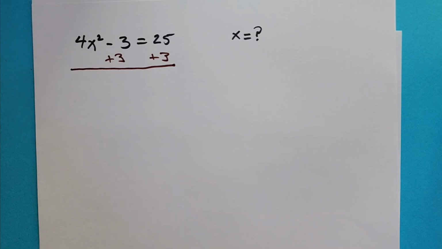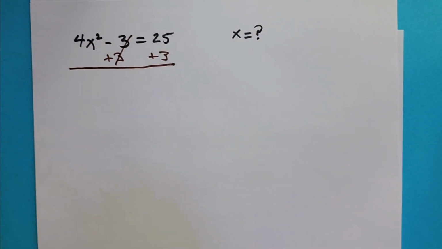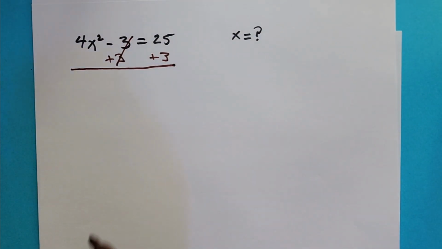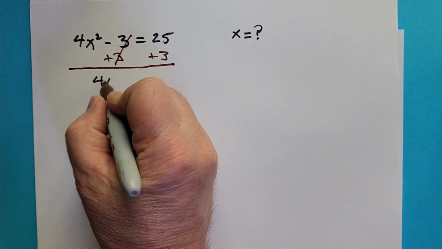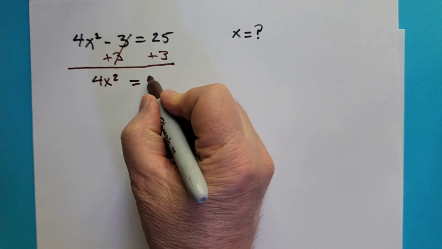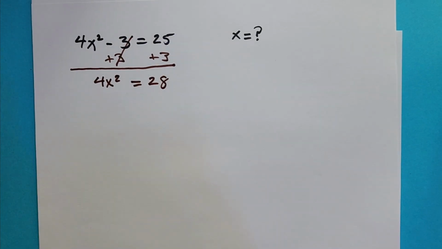Now we are using sort of an abbreviated notation. Technically this would leave us with 4x squared plus 0 equals 28. But I'm going to go ahead and just use a canceling notation here. Kind of nice to use canceling on the fly. And this is going to be 4x squared plus 0, but we're just going to write it as 4x squared. And that equals 28 on the other side of the equation. The 25 plus 3 produces the 28 for us.